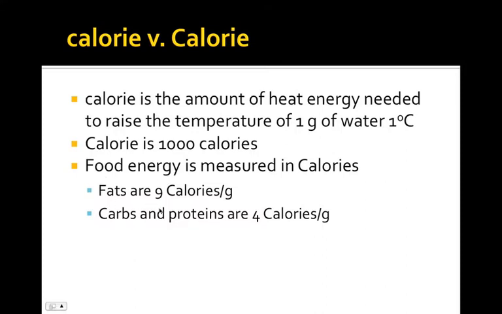And then this is just a little blurb that I threw in there to show you that fats have twice as many calories as carbs and proteins do, which is what makes them so gosh darn hard to get rid of.